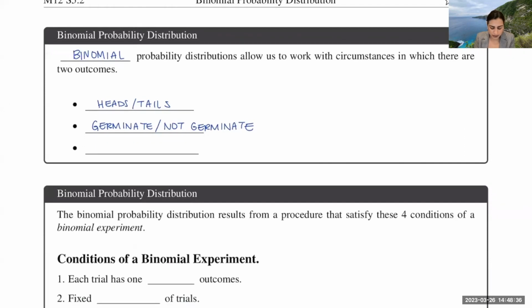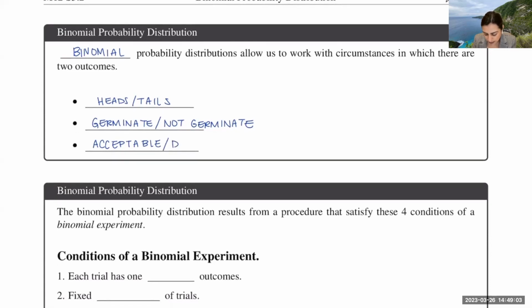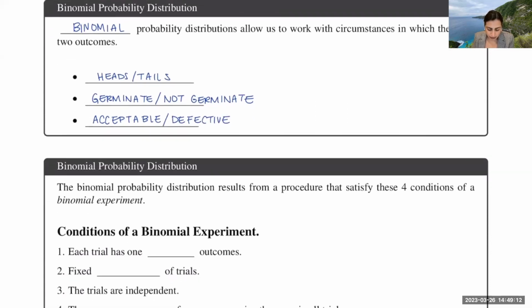Another example would be if a company is checking their computers or their printers or their cars, making sure that it's not defective and that it's acceptable. That's also a situation where there's only two possible outcomes. A car could be acceptable or a computer could be acceptable, or it could be defective. All right. So if we are in a situation where we only have two outcomes, here are three examples that I just gave you, where we can look into using the binomial probability distribution.